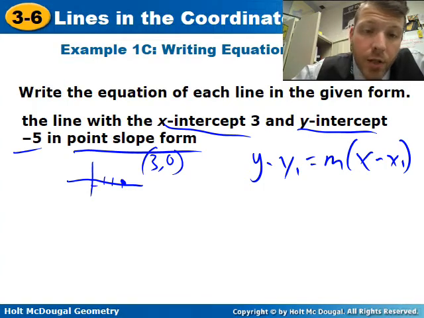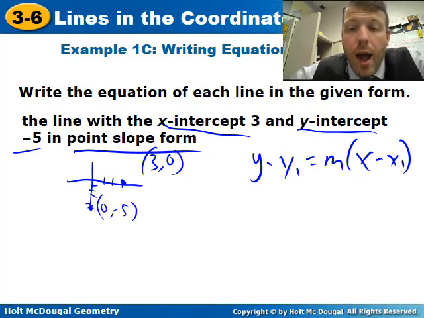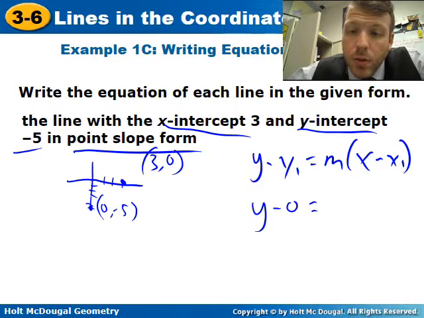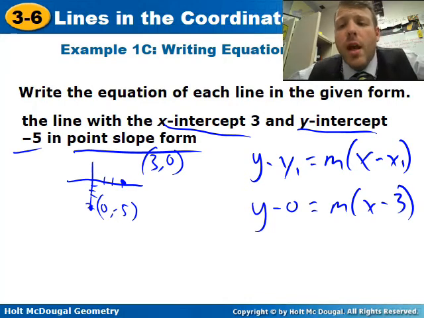And if my y-intercept is negative 5, then my point there is going to be (0, -5). It doesn't matter which point I pick to plug into this, so I'm just going to pick the one that's not negative. So y minus 0 equals m times x minus 3. So now we have to find the slope.